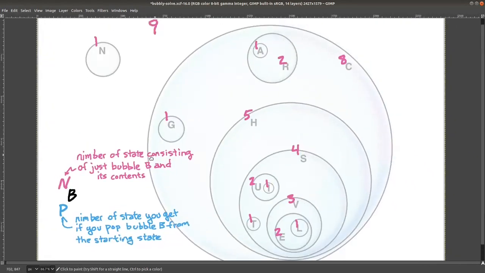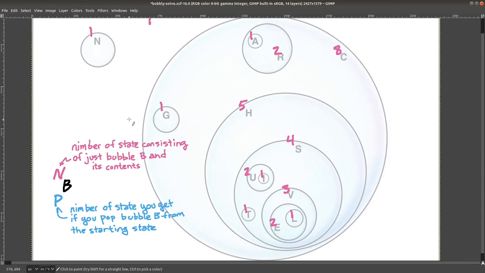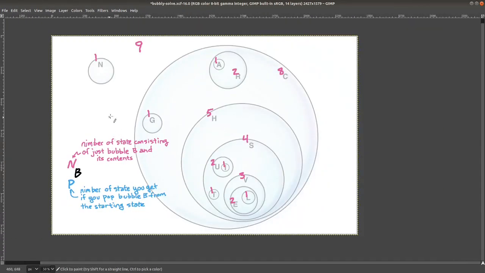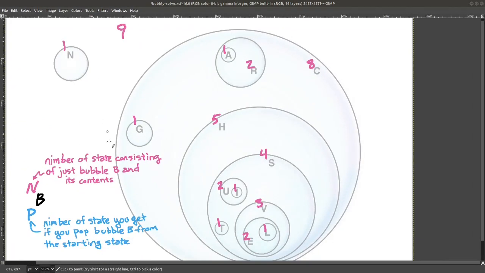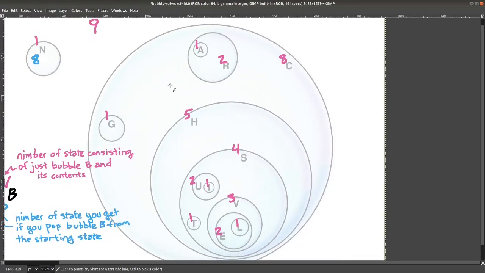So how do we find P from these? Let's start with just the simplest way. The simplest way is just to look at what's left over when you pop that bubble and just XOR all of those bubbles together. So if you pop N, you're left with C. And C has a number of 8, so the blue number for N is 8. Okay, now let's work from the outside and go in. So if you pop bubble C, you are left with N, R, G, and H.